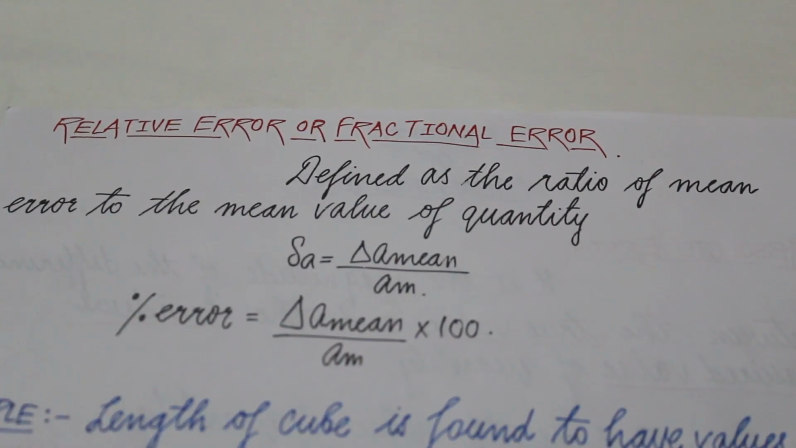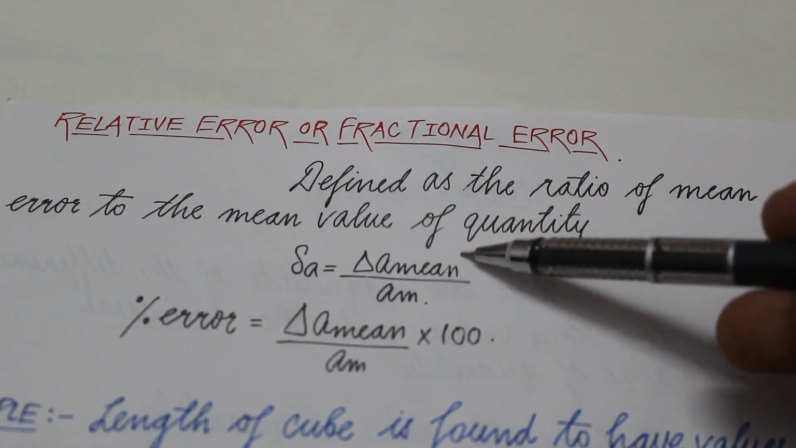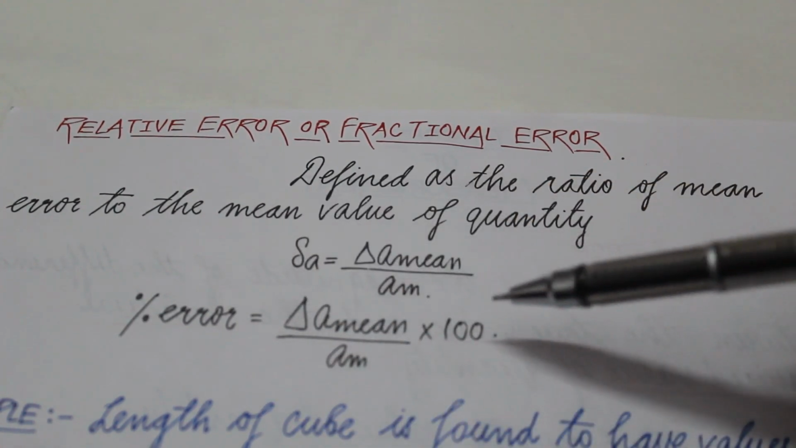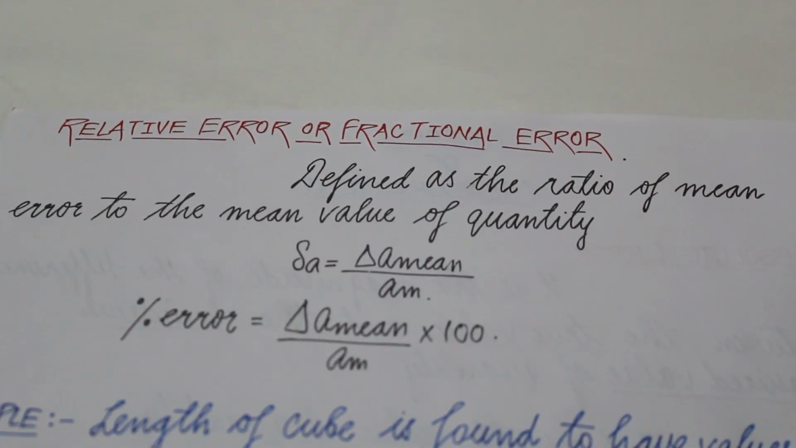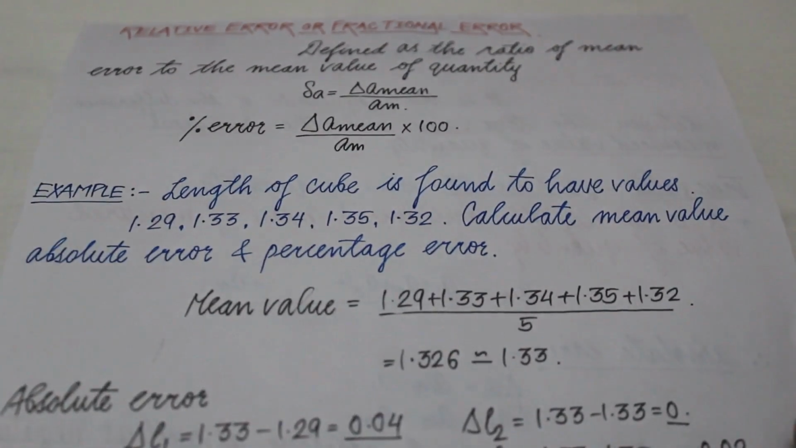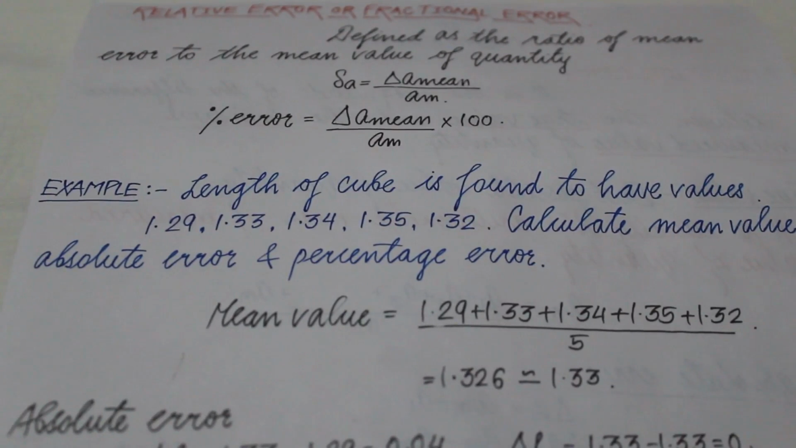Moving on, we'll study relative error or fractional error. It is defined as the ratio of mean error to the mean value of the quantity. Mean error, mean absolute error upon the quantity, and percentage error, you multiply it by 100, you will get the percentage error. Now let us understand this concept with the help of a numerical. It will be easier for you to understand.